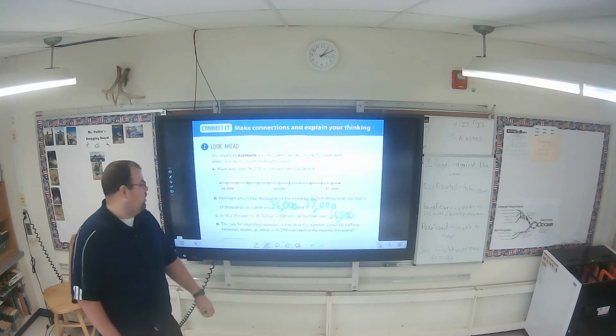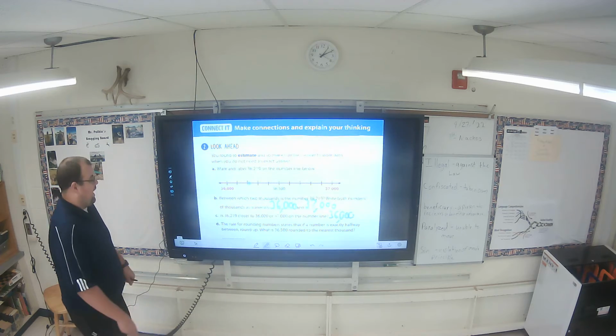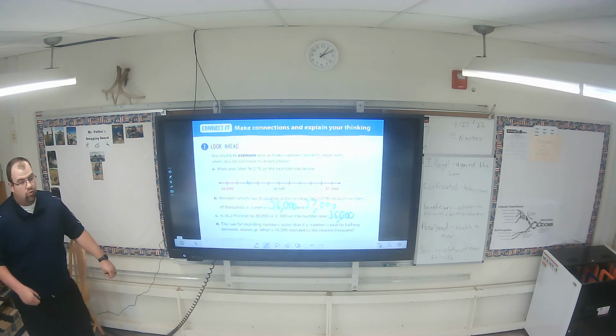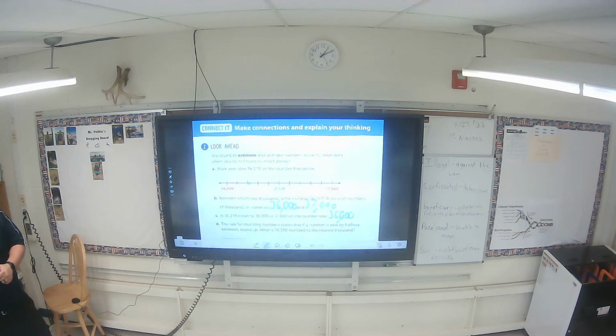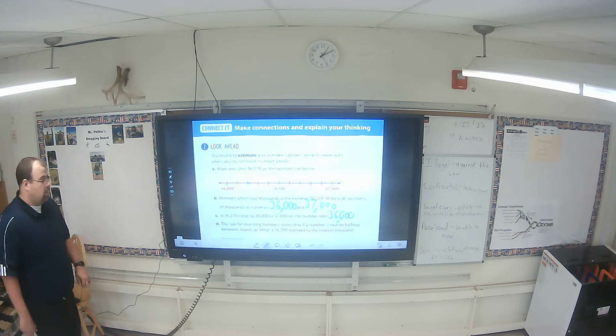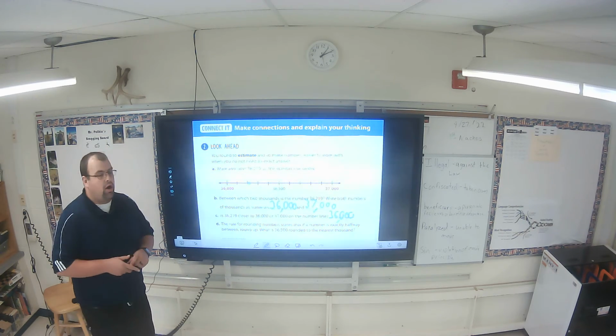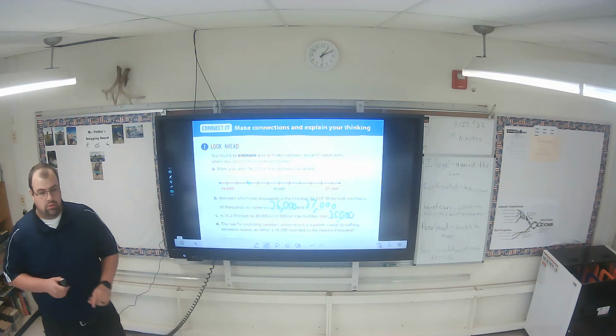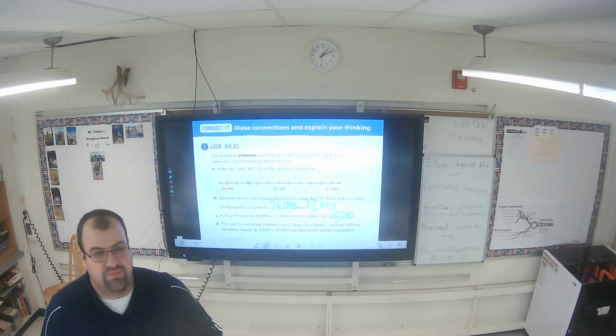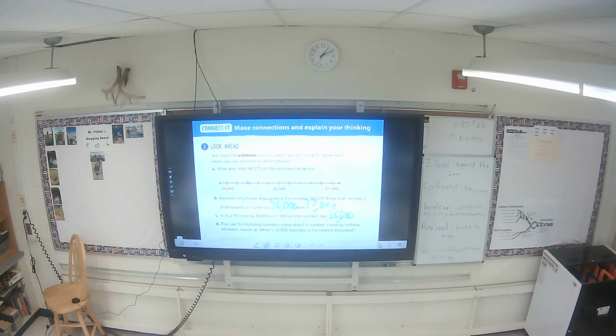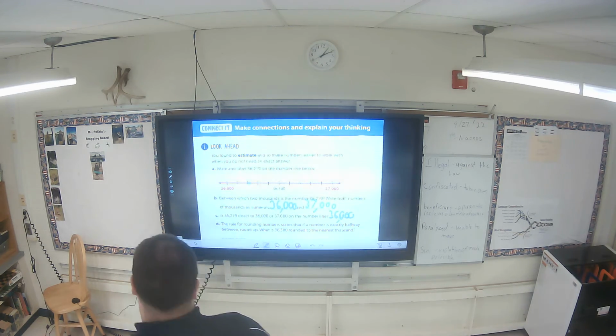The rules for rounding numbers state that if a number is exactly halfway between, you round up. If it's halfway between, we round up. What is 36,500 rounded to the nearest thousand? What thousand is it rounded to, Quade? 37,000. Beautiful, because we're pushing it up, right?